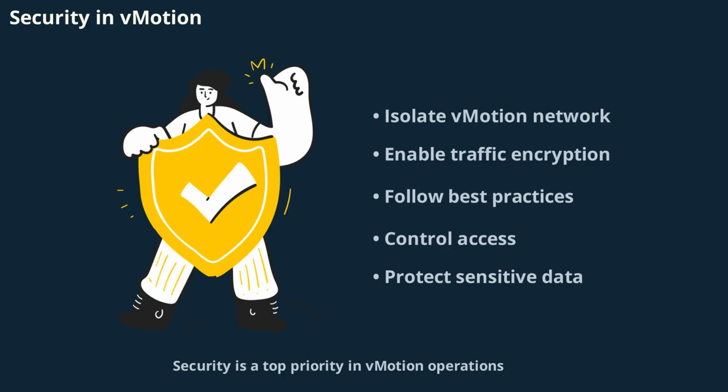Security is a top priority in vMotion operations. The vMotion network should be isolated from other traffic to prevent unauthorized access. VMware supports encryption for vMotion traffic, ensuring that data remains protected during migration. Administrators should follow best practices for network segmentation and access control to safeguard sensitive information.